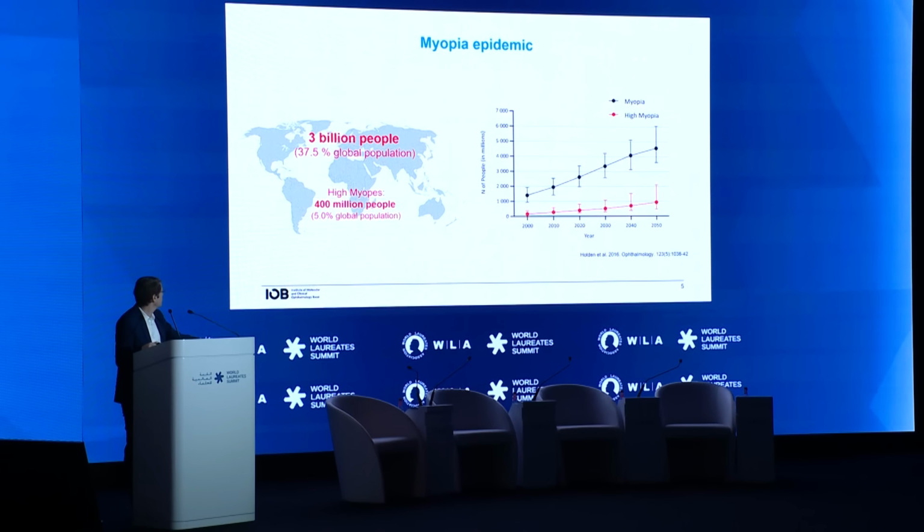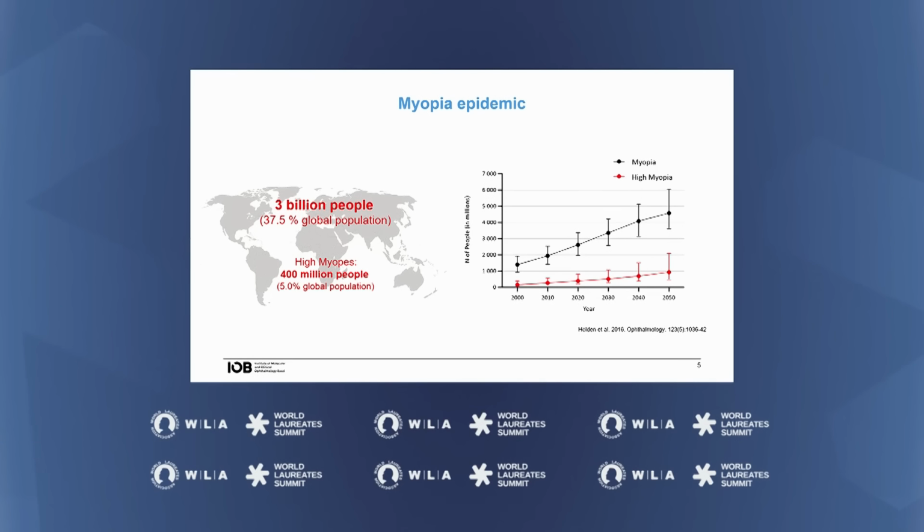Now, as you can see here, today we have around 400 million people with high myopia, above 6 dioptres, and that will be around 1 billion by 2050. And that's something we would like to fight. And there are two ways to fight blindness.